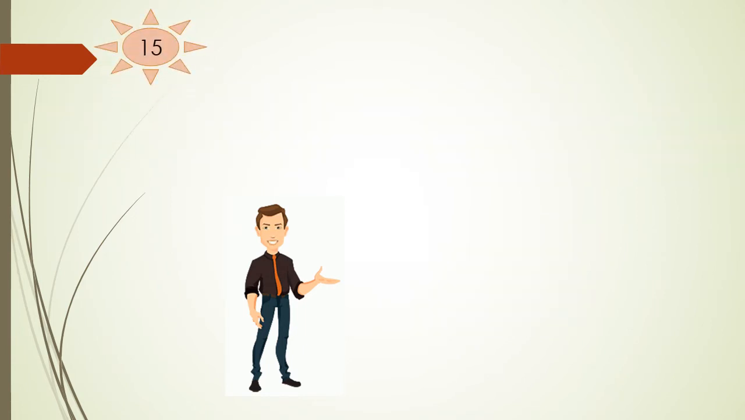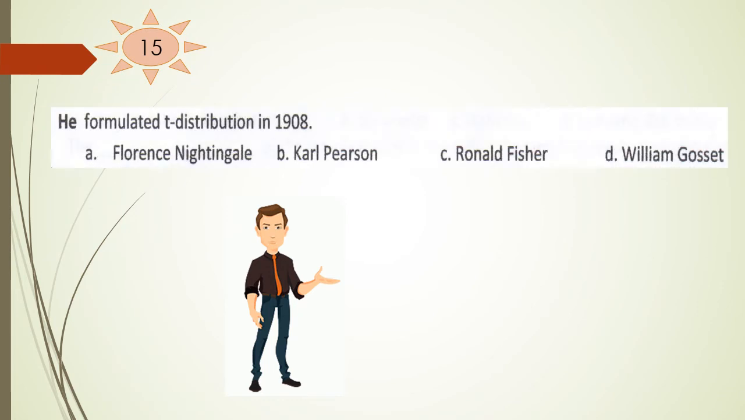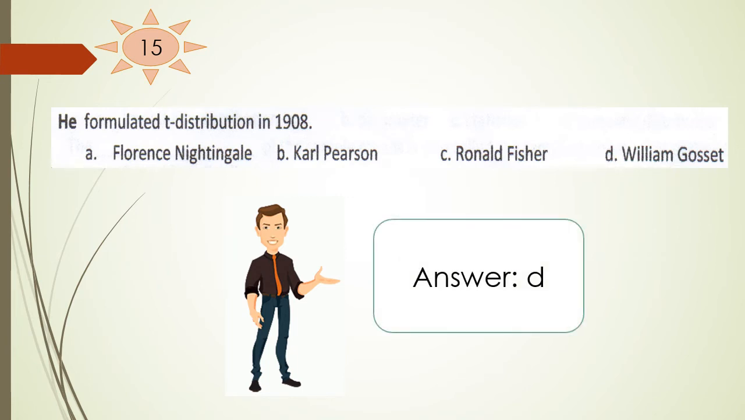Number 15. He formulated T distribution in 1908. A. Florence Nightingale. B. Carl Pearson. C. Ronald Fisher. Or letter D. William Gossett. And the answer is letter D. William Gossett.